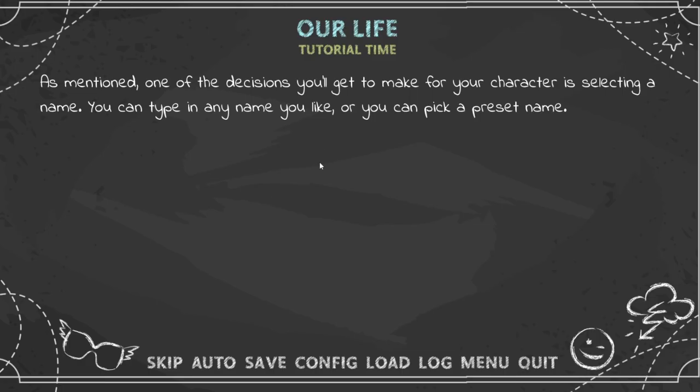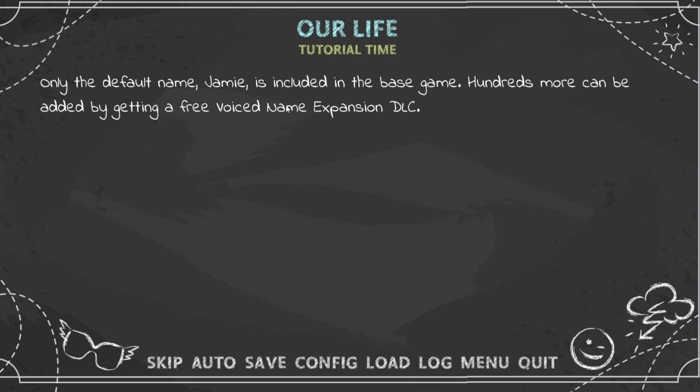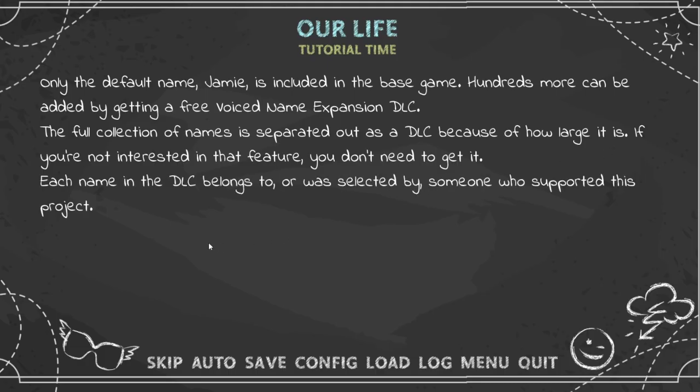As MC grows up, more options become available on the screen. As mentioned, one of the decisions you'll get to make for your character is selecting a name. You can type in any name you like, or you can pick a preset name. Preset options are called voice names because the name will be voiced aloud by the romantic lead. You'll get to hear him say your name as you play through the story. Only the default name, Jamie, is included in the base game. Hundreds more can be added by getting a free voice name expansion DLC. The full collection of names is separated out as a DLC because of how large it is. If you're not interested in that feature, you don't need to get it. Each name in the DLC belongs to or was selected by someone who supported this project.